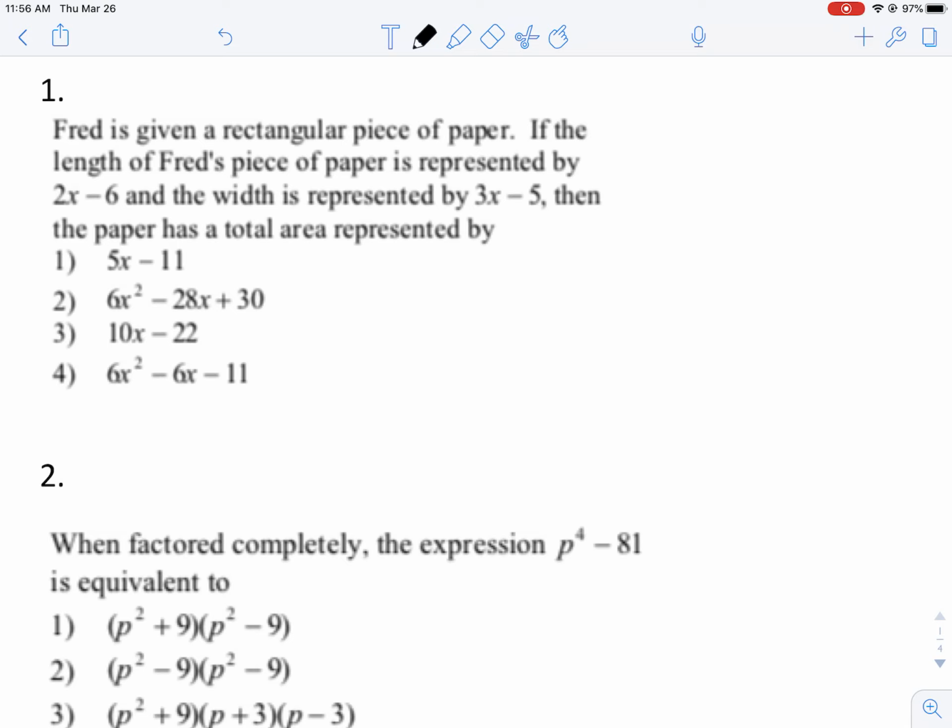So, Fred is given a rectangular piece of paper. If the length of Fred's piece of paper is represented by 2x minus 6, and the width is represented by 3x minus 5, then the paper has a total area represented by one of these 4 options. They give us the length, and then they give us the width. But let's talk about what it means to find the area of a rectangle.